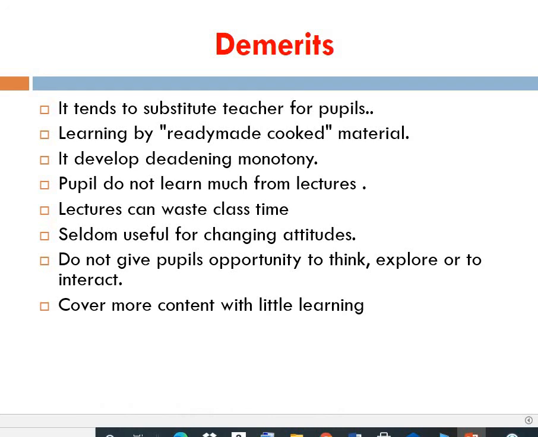So, it covers more content with little learning. So, these are some of the demerits of lecture method.